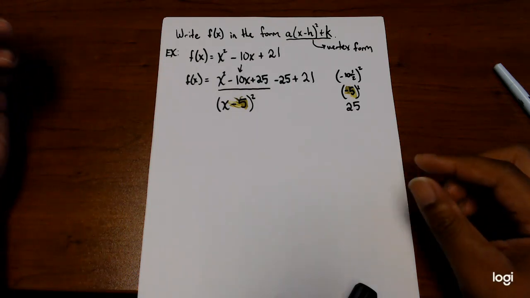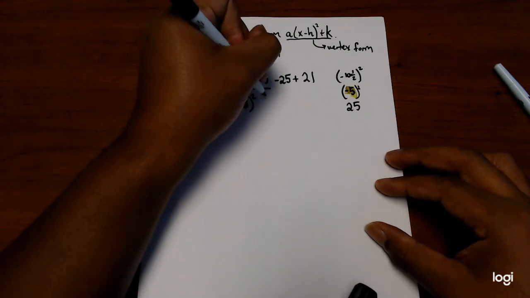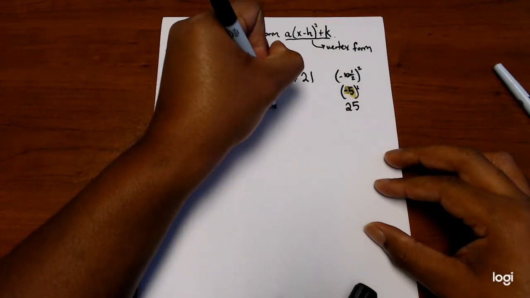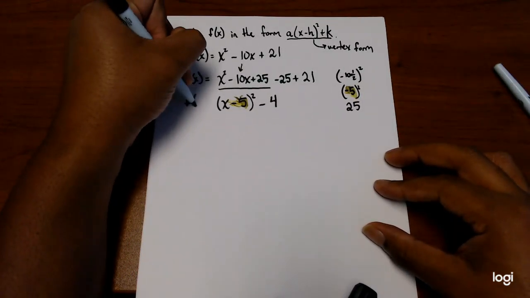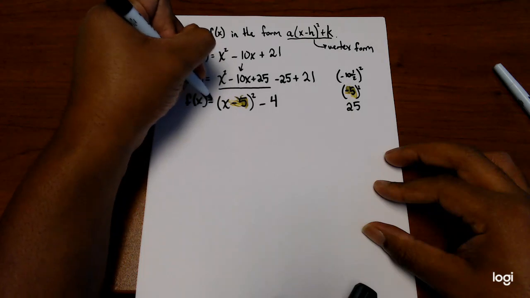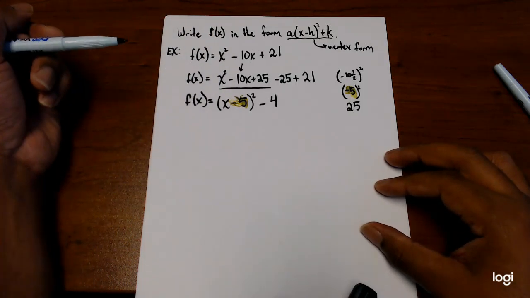Okay, so let's finish this problem. Negative 25 plus 21 is negative 4. So there we have it. F of x is equal to the quantity of x minus 5 squared minus 4. And we've done it. We've written f of x in vertex form.